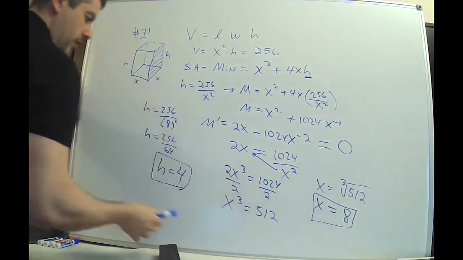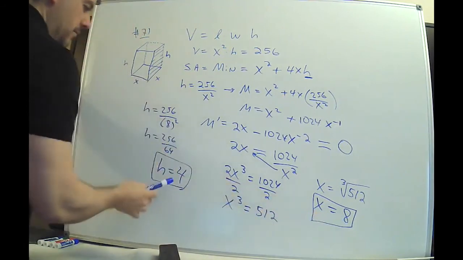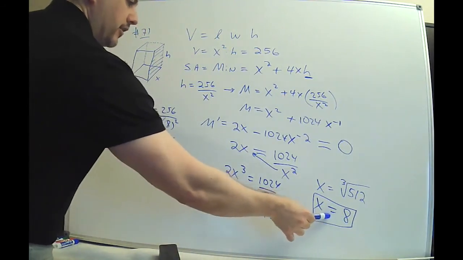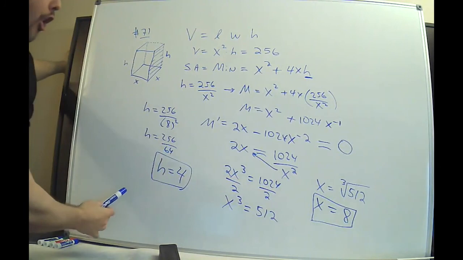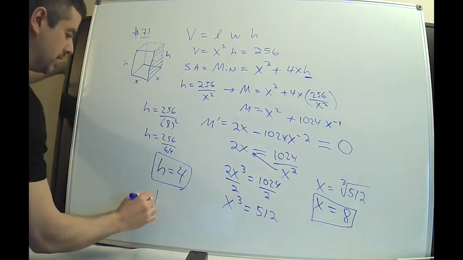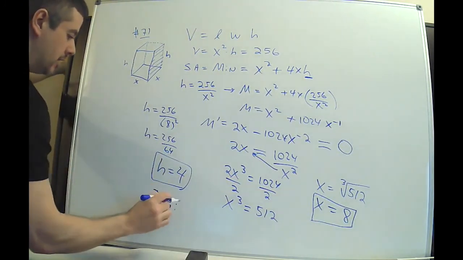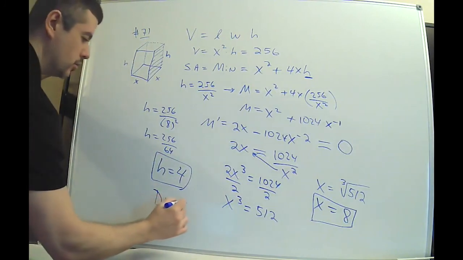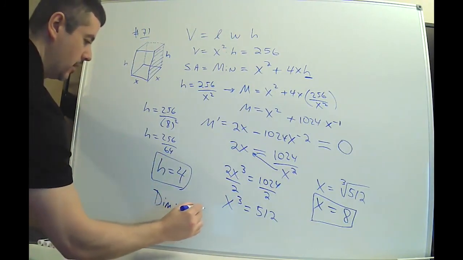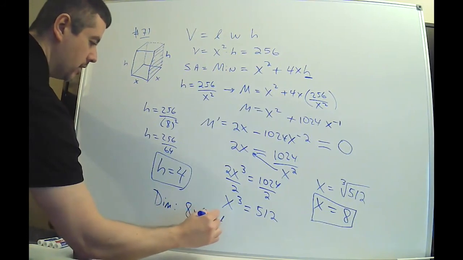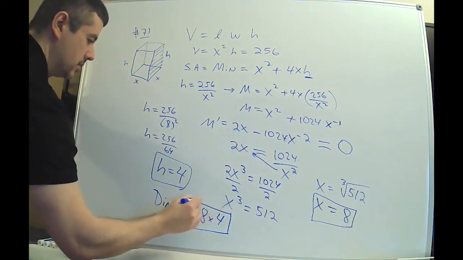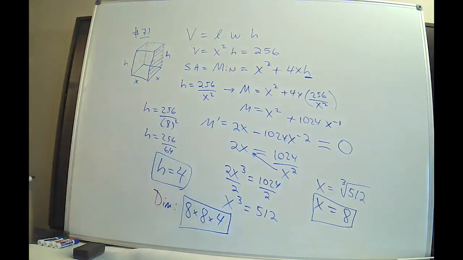If x were 10, this would be 5. If x were 16, this would be 8. Whatever this is, always half, always. So the dimensions that would minimize the surface area that you use would be length 8, width 8, height 4, right? It asks for the dimensions. And if you multiply that out, you do get 256.